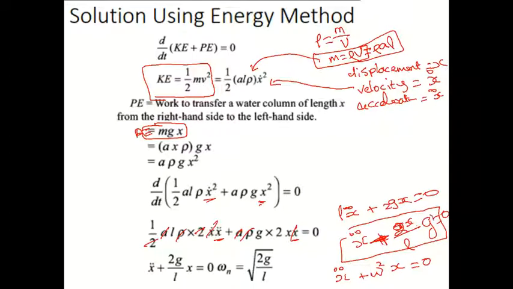So the root of 2g by L equals omega. Actually, omega square equals 2g by L. So omega equals the root of 2g by L. That's what they have given here. Very simple problem. Easily you can solve. Solve it.